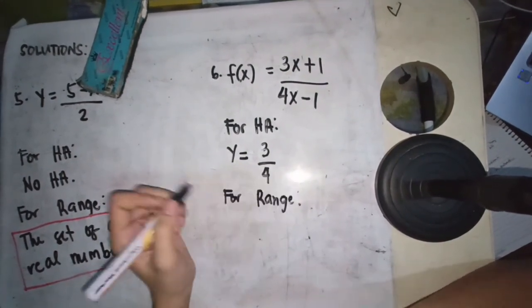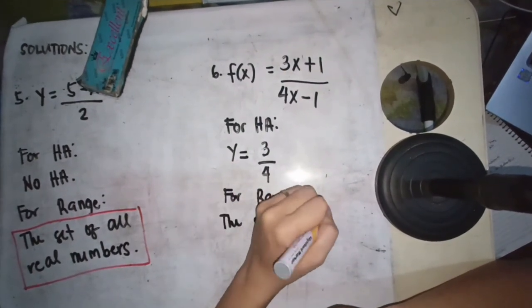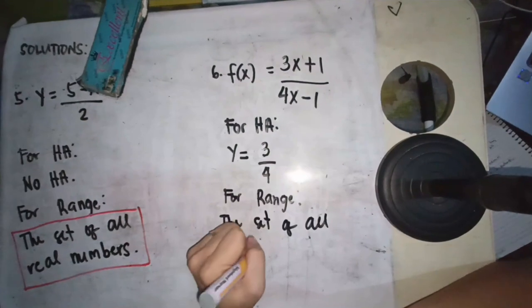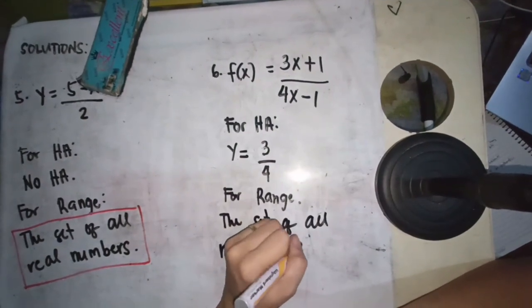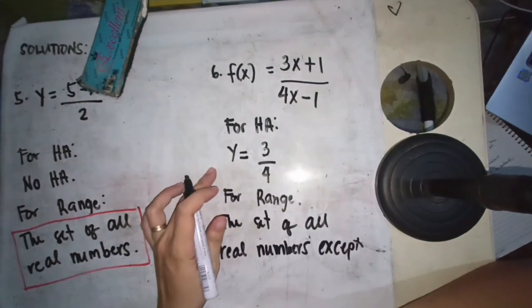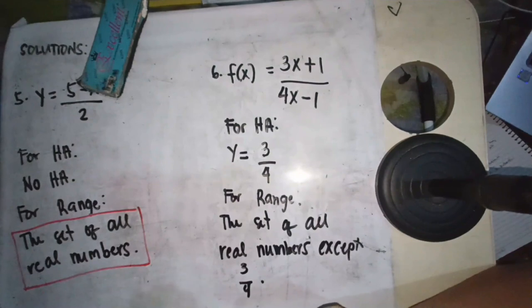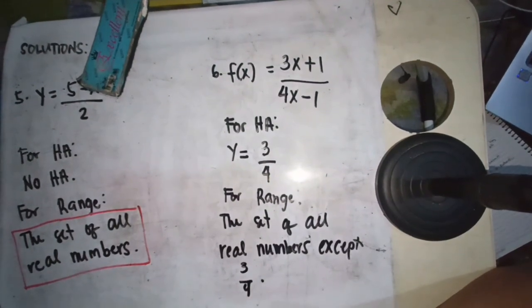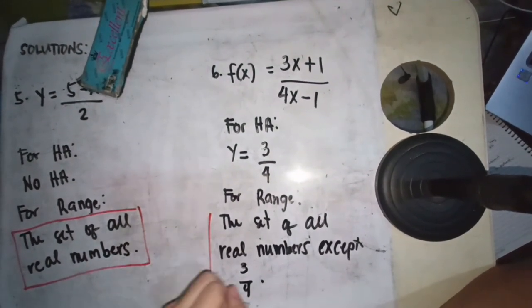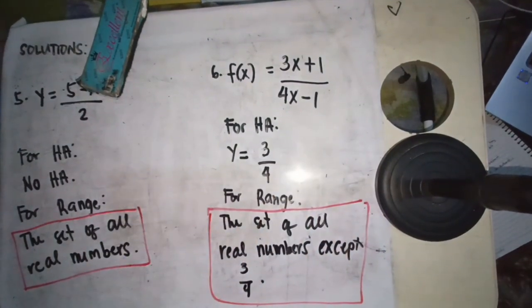So, for our range, it is the set of all real numbers except our horizontal asymptote, which is 3 over 4, or 3/4. So the range of the function f of x, that is equal to 3x plus 1 over 4x minus 1, is the set of all real numbers except 3/4. Okay?